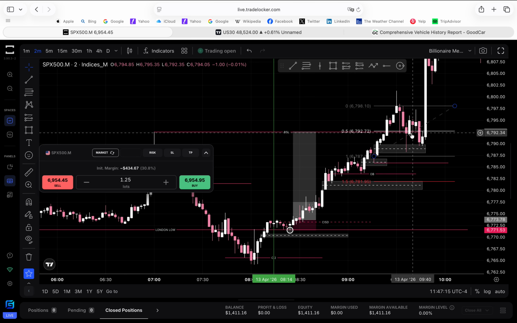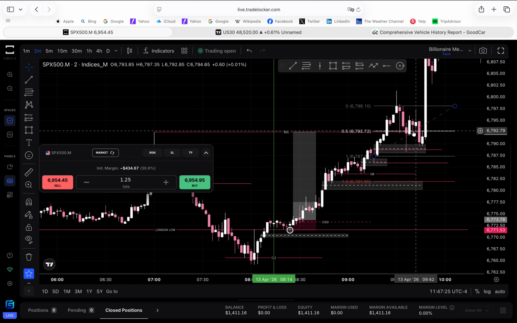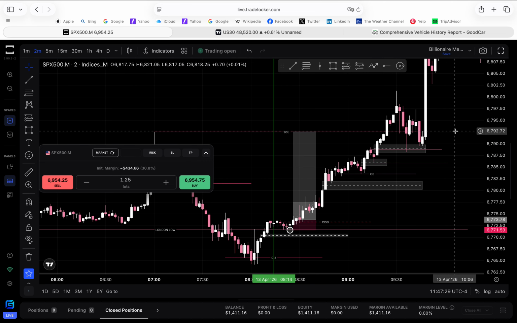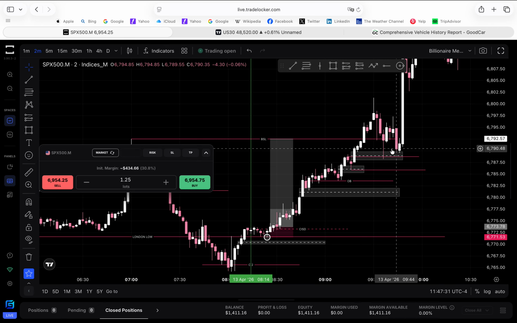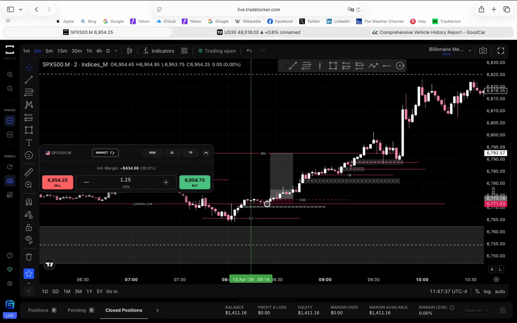Expect for price to come into a fair value gap or order block under equilibrium. So this fair value gap is under equilibrium. This order block is under equilibrium. So you can expect for price to come down to that area before continuing higher. As you can see, that's exactly what it did. It literally came right to the body of that order block before taking off and continuing higher.